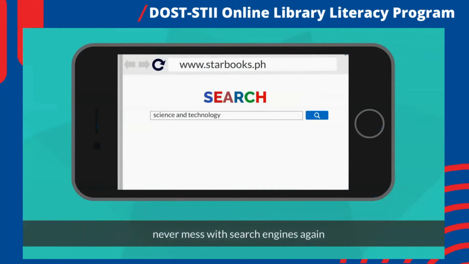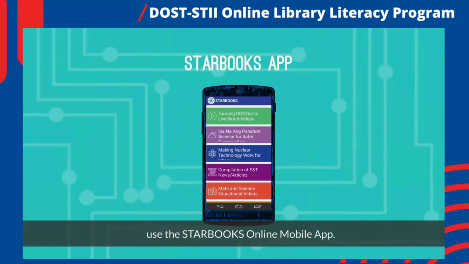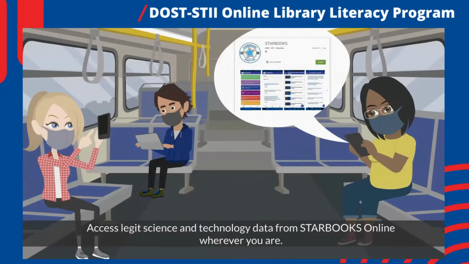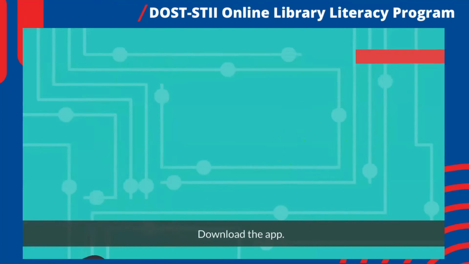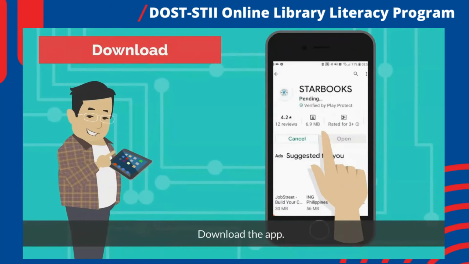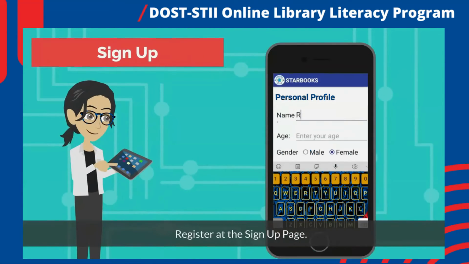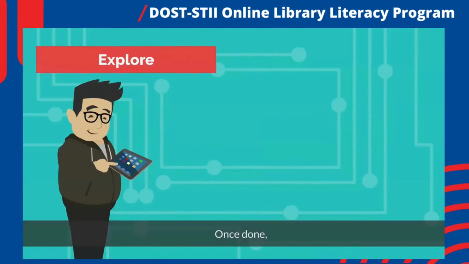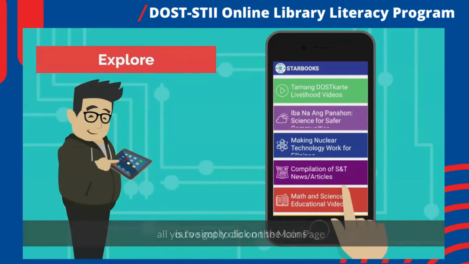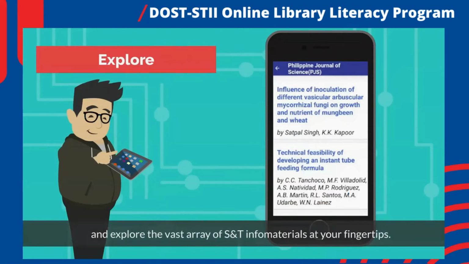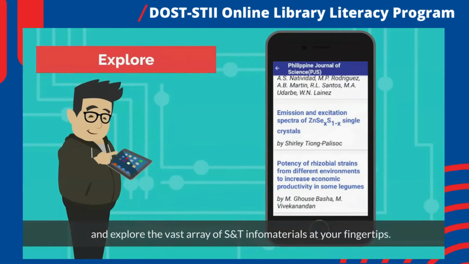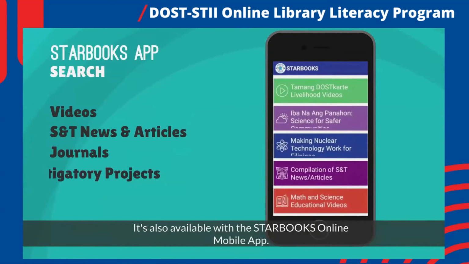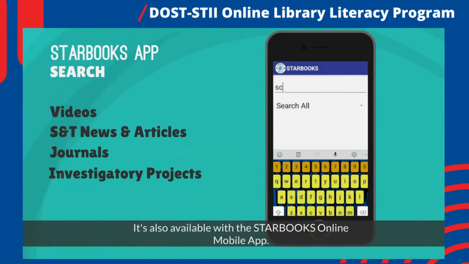One. Never mess with search engines again. Use the Starbucks online mobile app. Access legit science and technology data from Starbucks Online wherever you are. Just connect to the internet. Download the app. Register at the sign up page. Key in your details. Once done, all you've got to do on the main page is to simply click on the icons and explore the vast array of S&T info materials at your fingertips. Search all you want. It's also available with the Starbucks online mobile app.